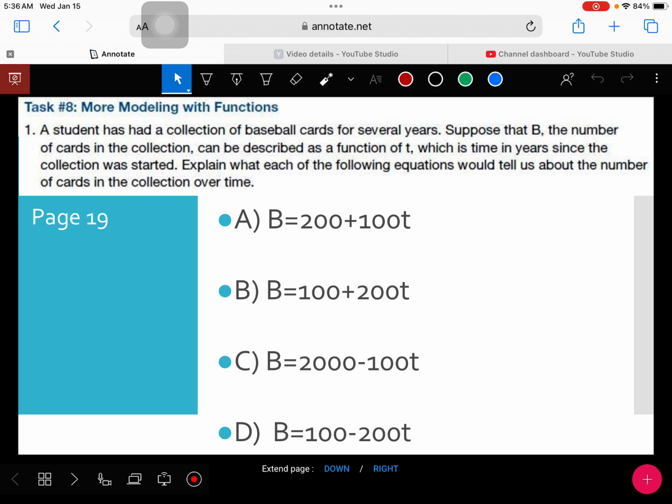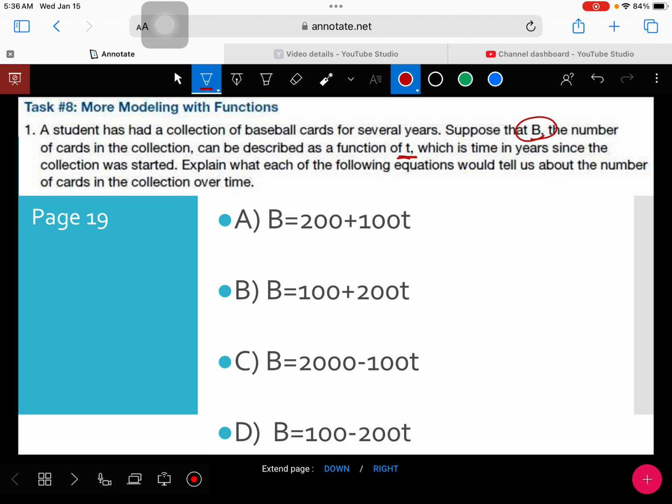A student has had a collection of baseball cards for several years. Suppose that B, the number of cards in the collection, can be described as a function of T, which is the time in years since the collection was started. Explain what each of the following equations would tell us about the number of cards in the collection over time.